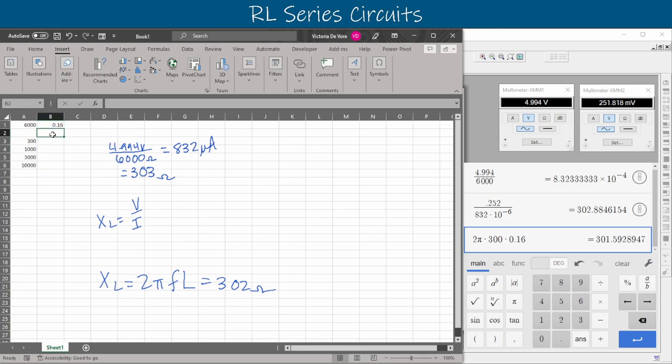So we can write in our VR and our VL for these two here. And we know that that's these two up here. We know the voltage across the resistor was higher, so it was that 4. So we'll type that in, 4.994. And the voltage across the inductor was the smaller one, so that was that 252 millivolts. We want to put that in volts, just in case we have a notation problem in Excel. So we'll put that at 0.252, and that's going to be in volts. So as we increase these, we should see that the inductor and the voltage across the resistor are going to change a little bit.